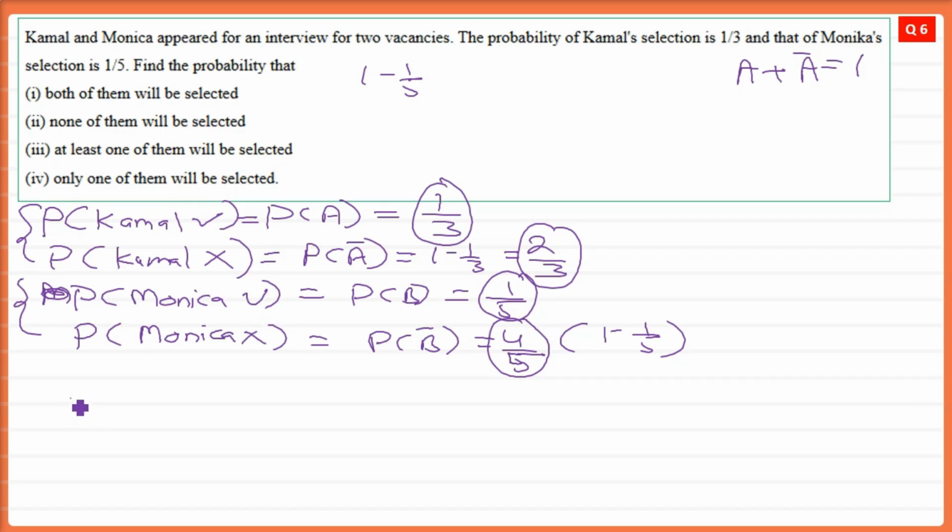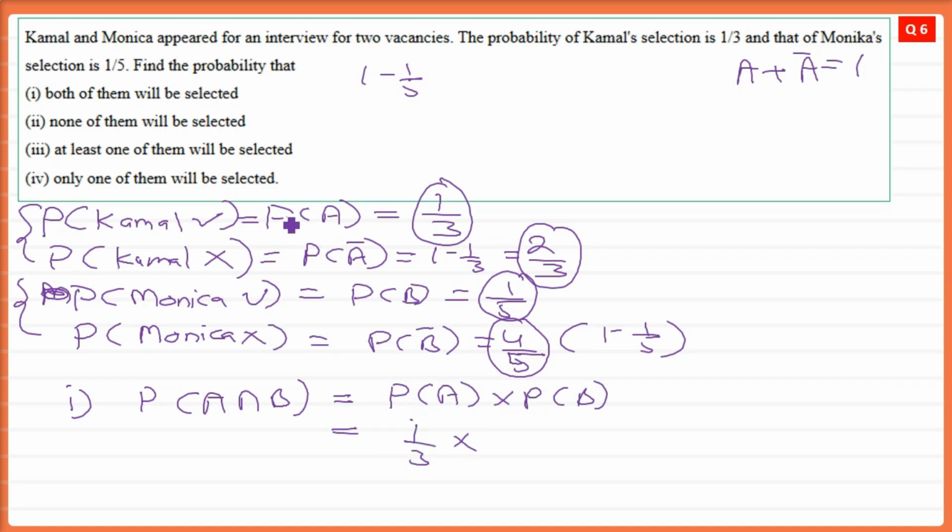The first part is what? Both of them will be selected. That is the probability of Kamal and Monica both getting selected, which is P(A intersection B). Since these two are independent events, we can write it as P(A) multiplied by P(B). So what is P(A)? 1/3. And P(B) is 1/5. So this comes out to be 1/15, as 5 3s are 15.